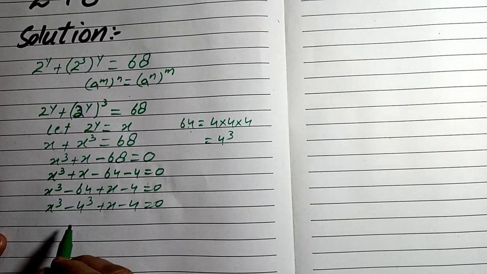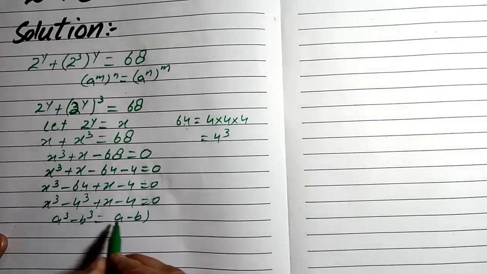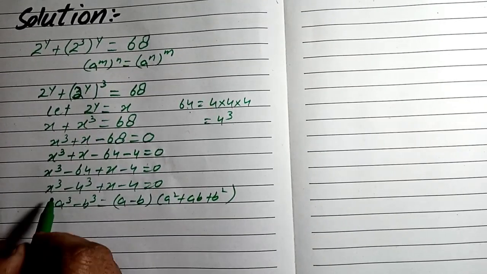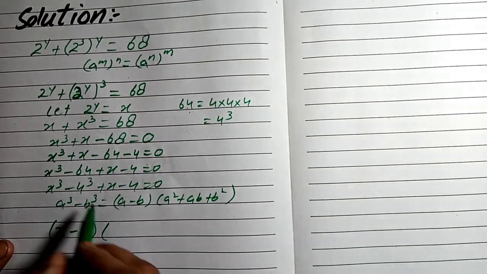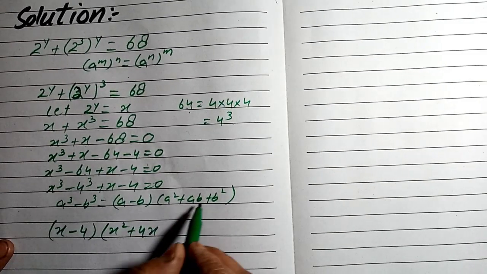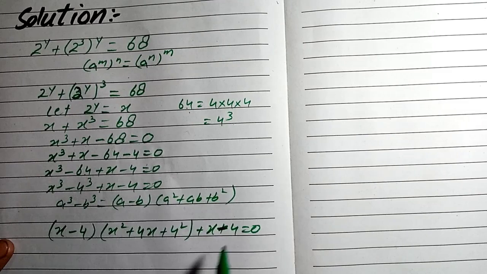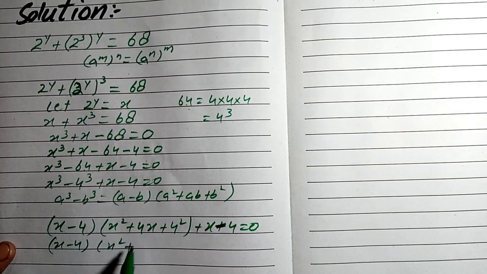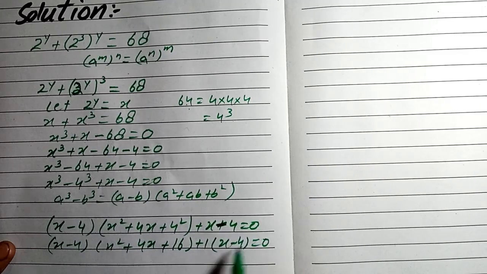Here we can use the formula a^3 - b^3 = (a - b)(a^2 + ab + b^2). So we can apply this formula: x^3 - 4^3 = (x - 4)(x^2 + 4x + 4^2), where a is x and b is 4, and then plus x - 4 equals 0. So we write (x - 4)(x^2 + 4x + 16), and here we can take 1 as common, leaving x - 4.